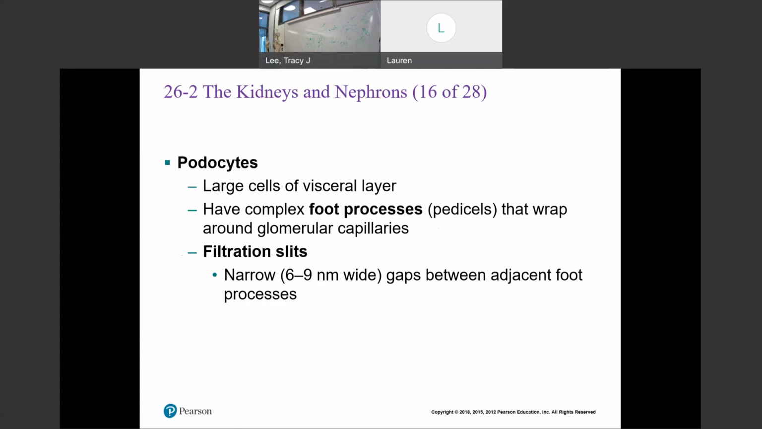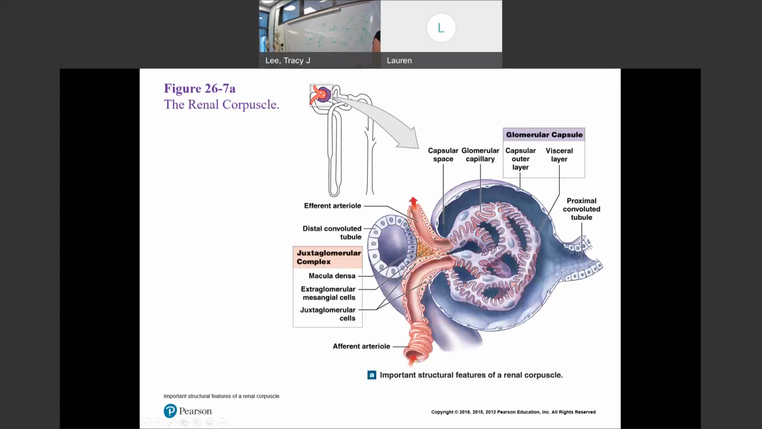All right, podocytes. These are the ones that I was talking about. They create these filtration slits, which are the big slits. Why do we have those big slits? More stuff can filter in and out. So just be aware that this term podocytes, these create those relatively big slits compared to simple squamous cells that allow things to filter through there.